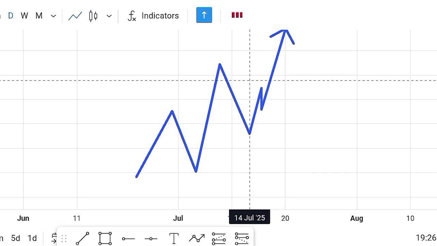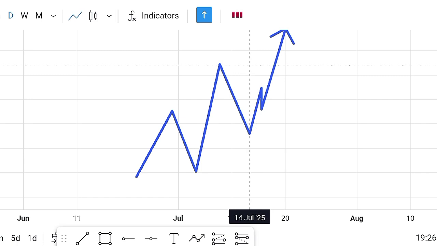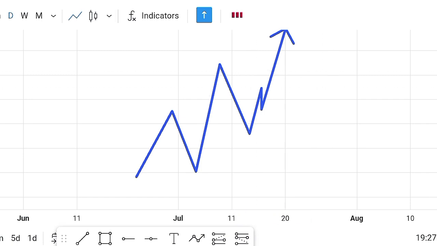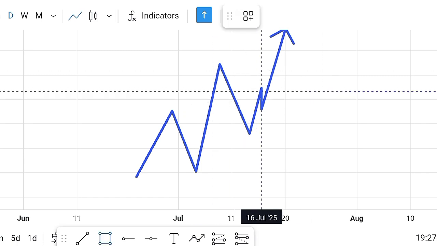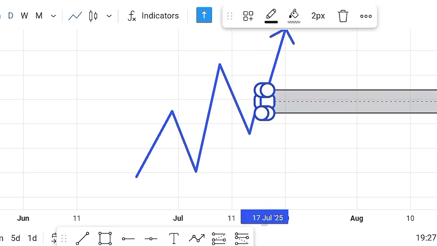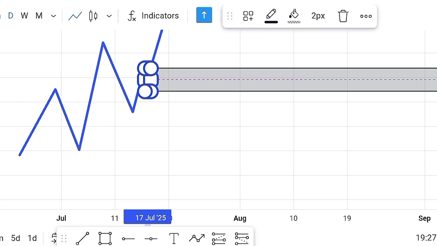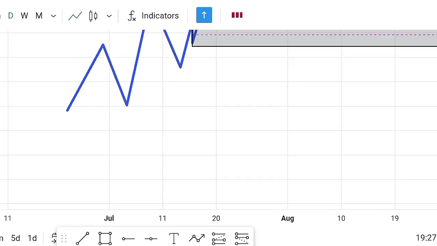So you look for this break of structure in the higher time frame, either downtrend or uptrend, in the daily time frame. And after that, you do what? You map out the origin that caused the break of structure. After you map out the origin that caused the break of structure, then you move down to the 4-hour time frame.